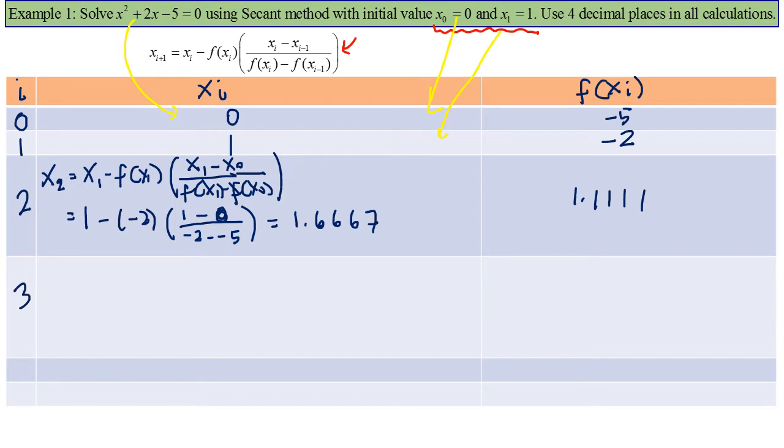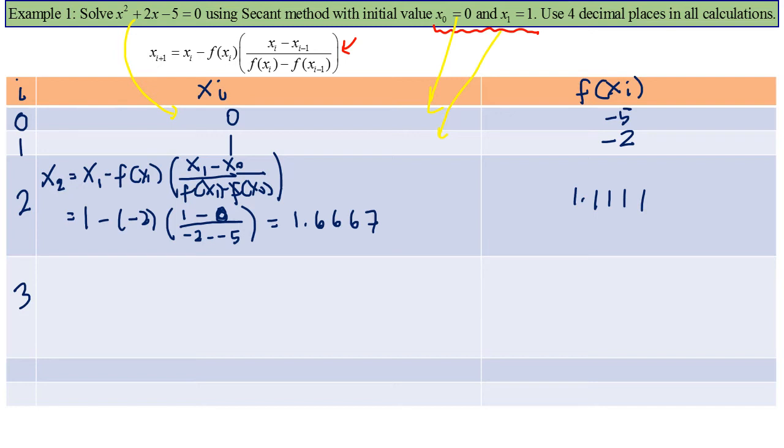Remember when you have to stop: when you reach f(x) equal to 0, because we don't have the condition of epsilon. So you have to continue the iteration, solving using the formula until you get f(x) equal to 0.